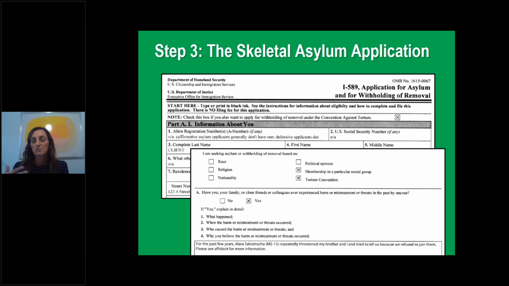It just contains basic biographic information about your client. And as you can see, it has very basic questions about why your client is applying for asylum. One of the questions says, I am seeking asylum or withholding of removal based on race, religion, nationality, political opinion, membership in a particular social group, or torture convention. So you'll just check the requisite boxes. Then it will ask a couple of questions. Have you been harmed in the past? What happened to you? Why are you afraid to return to your home country? So it really outlines the essentials of their asylum claim.